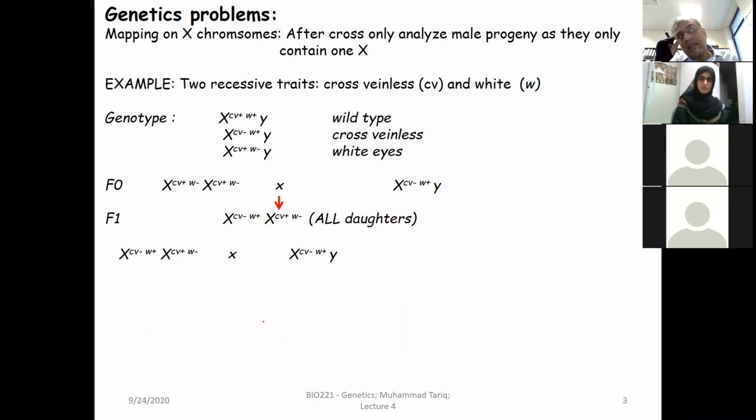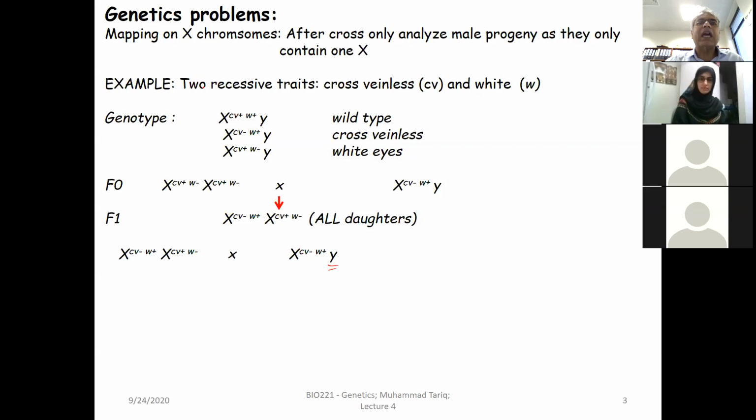So this is a problem for mapping genes on the X chromosome. This is just quick, because we did not talk about how to map genes on the X chromosome. It's not different. It's rather easier than mapping genes on autosomes, because you have to just look at the males in the first generation, and you can calculate recombinants, because males do not have a second X, and that will give you the phenotype as well.